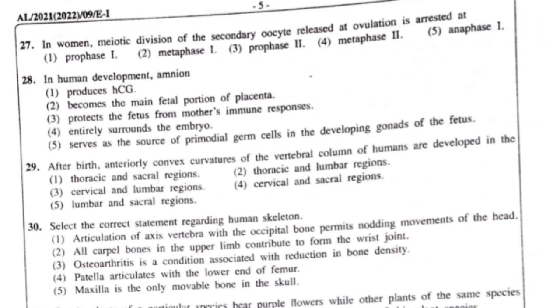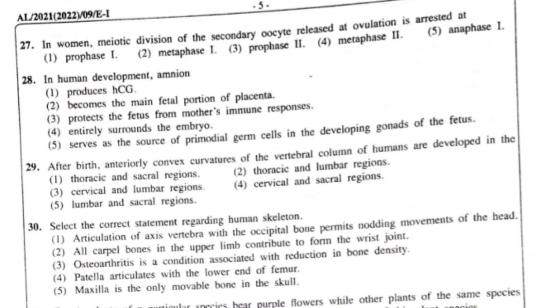Question number 29. After birth, anteriorly convex curvatures of the vertebral column of humans are developed in. Answer is answer number 1. So in the human spine, we have the cervical region, the thoracic region, the lumbar region, and the sacral region. In the cervical region and the lumbar region, the curvatures are anteriorly concave. In the thoracic region and the sacral region, the curvatures are anteriorly convex. So the answer is the first one.